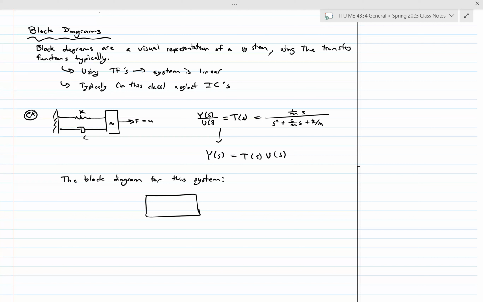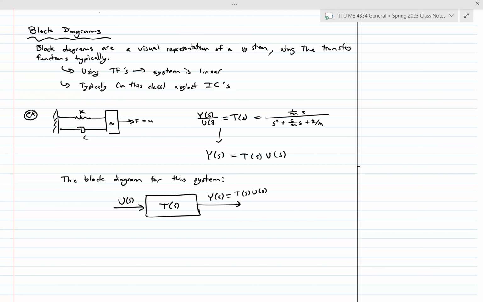What was it? Input. Not quite. Input's going to be relevant. T of S, right? Transfer function's going to go in there. I could have written out the full thing, right? Transfer function's going in, or the transfer function is in the block. The input goes into the block, and the output comes out of that block. Y is equal to T times U, right? That's what a very simplistic block diagram would look like, right?